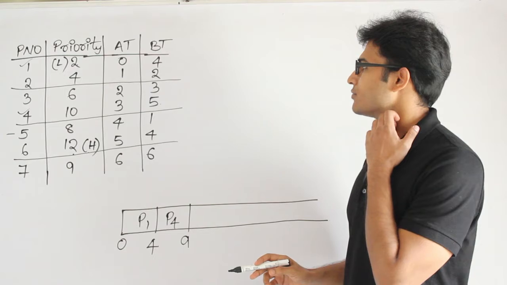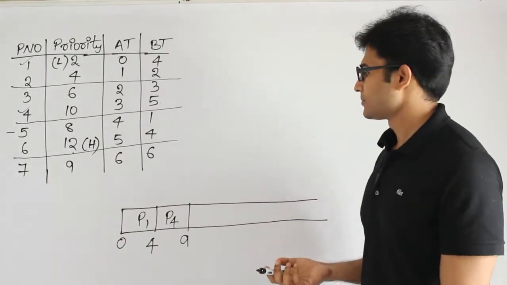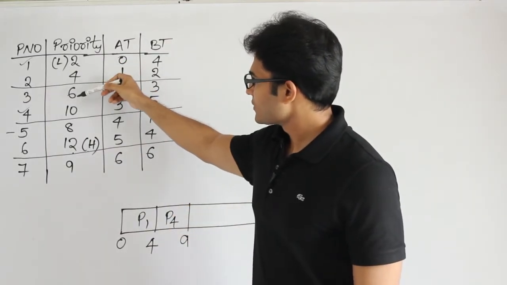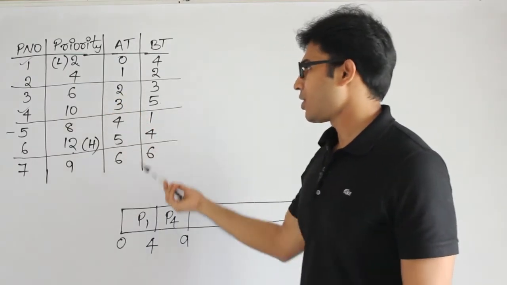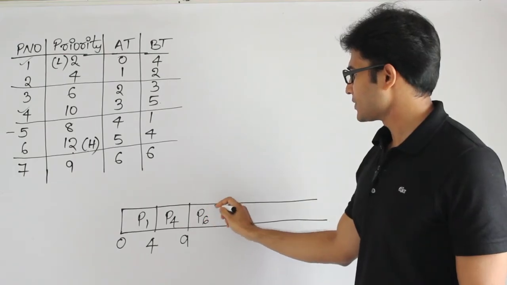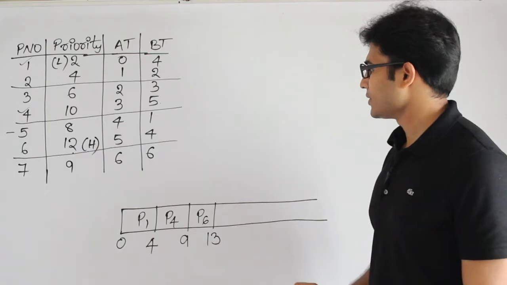So other than 1 and 4, just see what the priorities are. Sorry, 1 and 4 are over, right? So 4, 6, 8, 12 and 9. Obviously 12 is the highest priority, which is P6. Therefore the next process is P6 and its burst time is 4. Therefore it is going to be finished by 13.